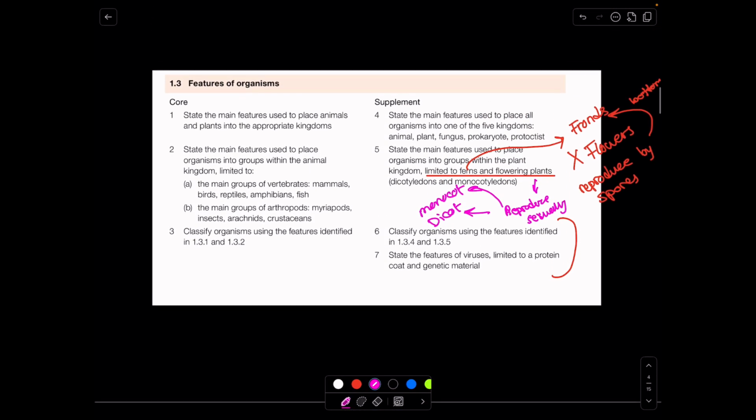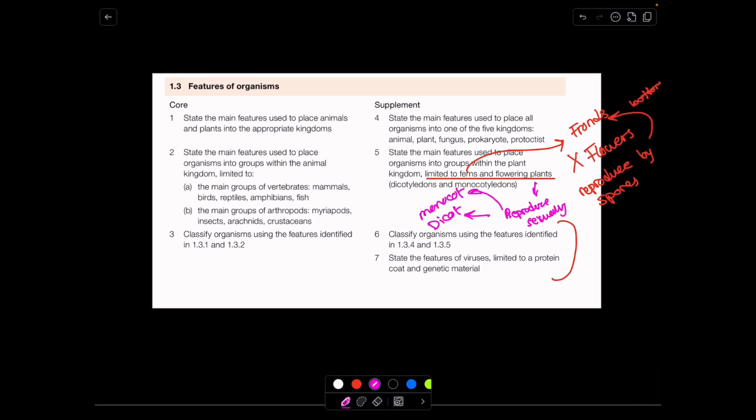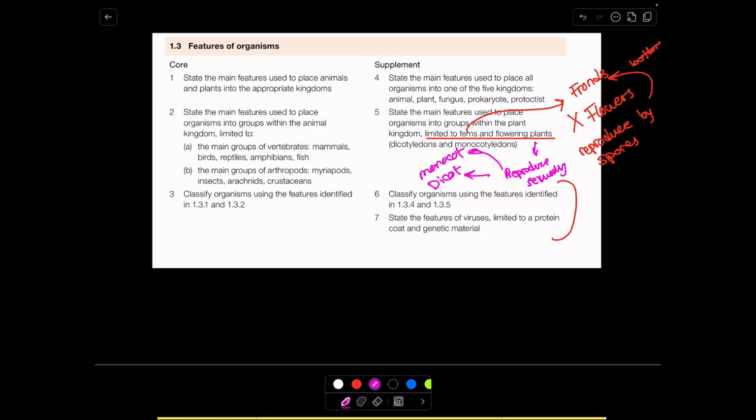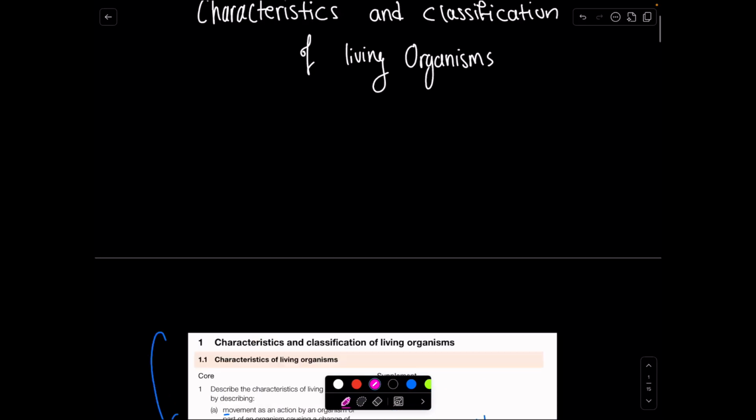Okay, so the viruses are basically something very tricky. They are not considered living organisms, so they do not have the 7 features that we talked about here.